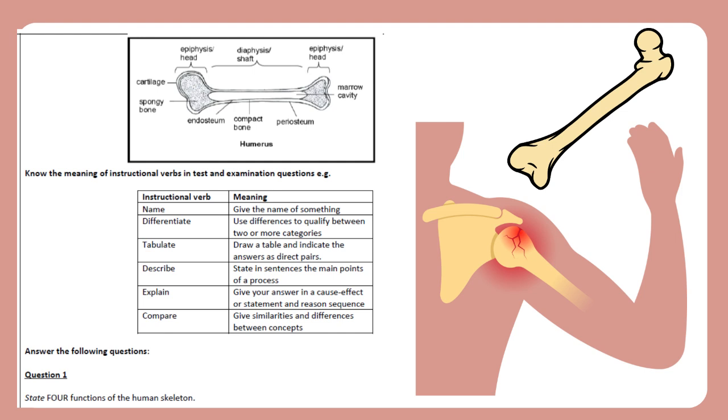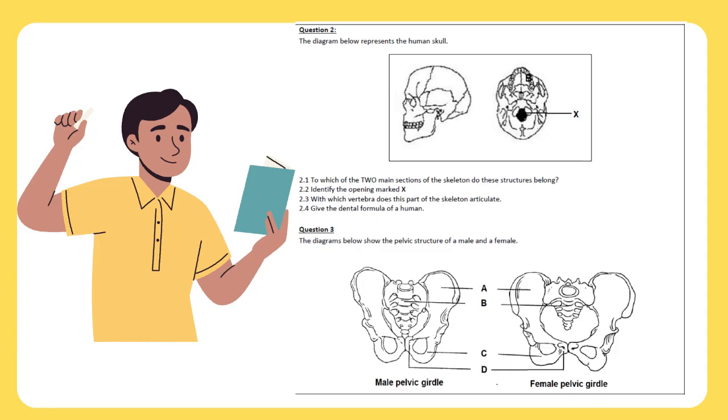Answer the following questions. Question 1. State 4 functions of the human skeleton. Question 2. The diagram below represents the human skull. 2.1 To which of the 2 main sections of the skeleton do these structures belong? 2.2 Identify the opening marked X. 2.3 With which vertebra does this part of the skeleton articulate? 2.4 Give the dental formula of a human.